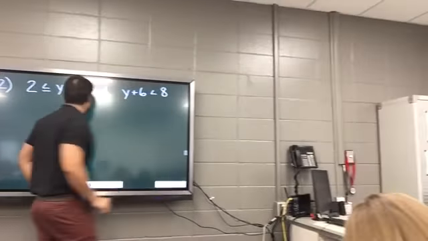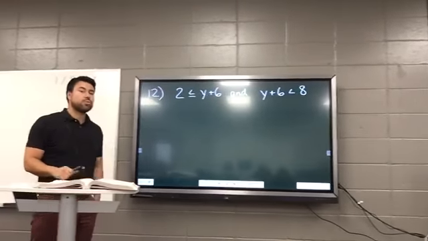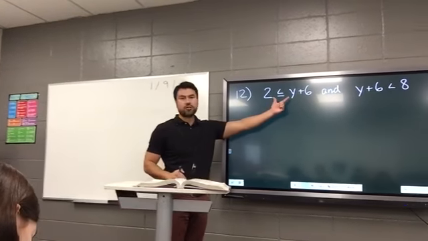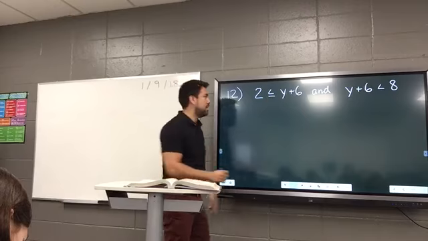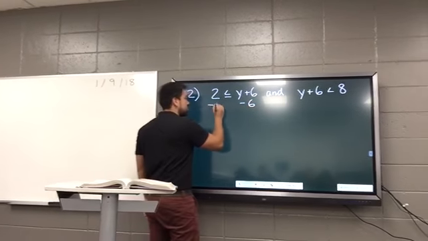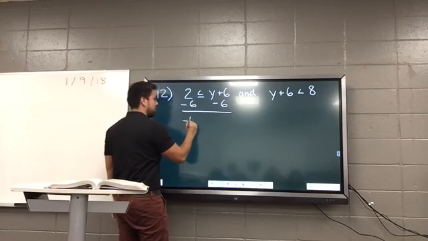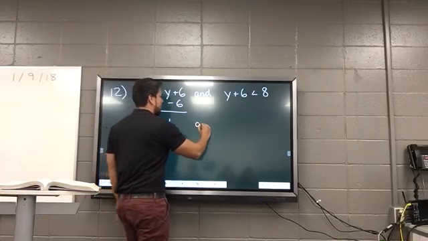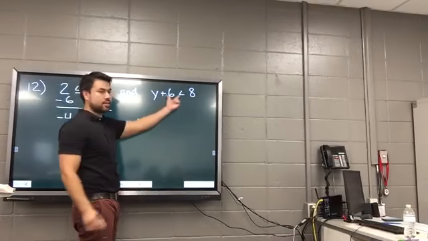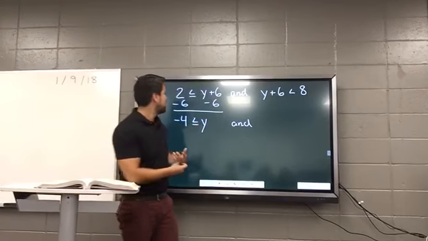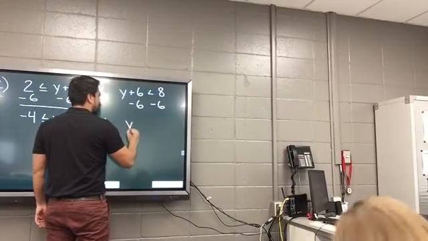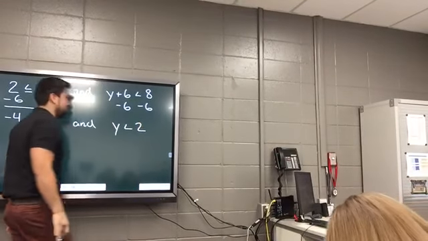All right, so here we have two inequalities, and your first step, solve both inequalities. So how would I solve this first one? What do I have to do to both sides? Yeah, subtract 6 from both sides. You're going to be left with -4 is less than or equal to y. And how do I solve the second one? Look at that. Subtract 6 from both sides. And you're left with y is less than 2.